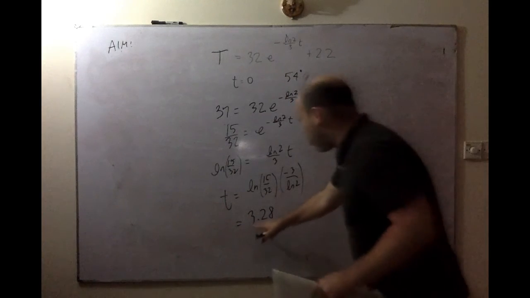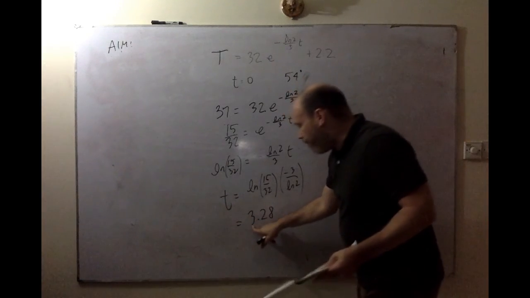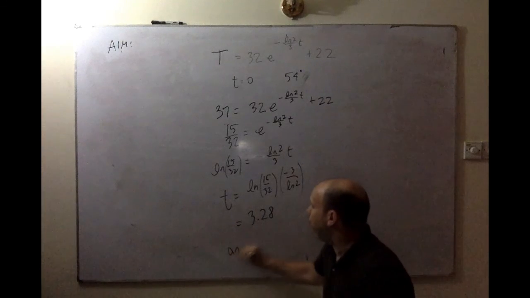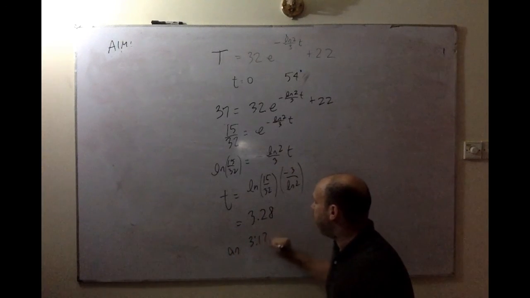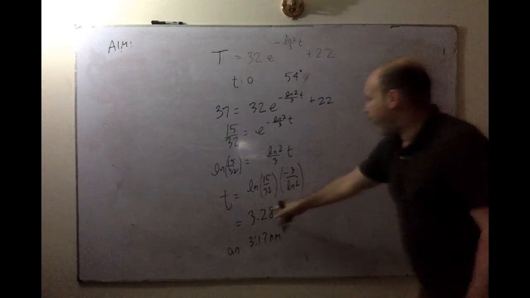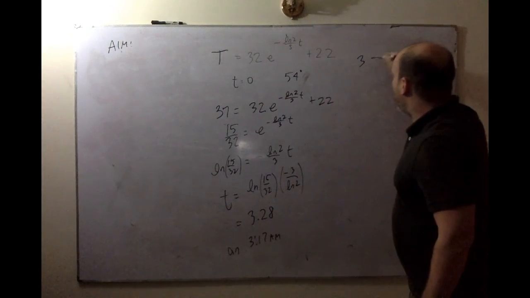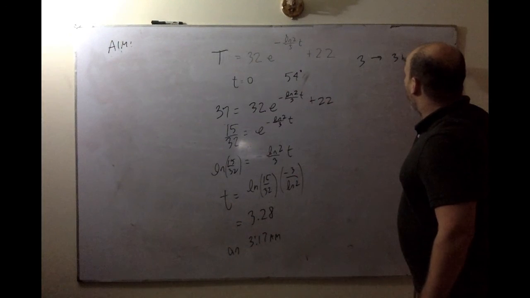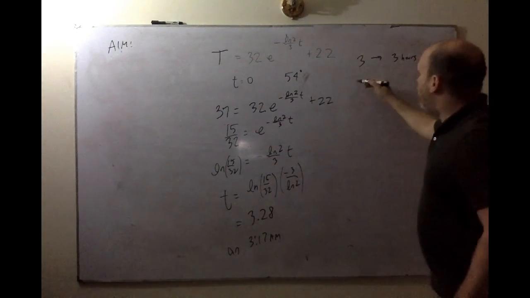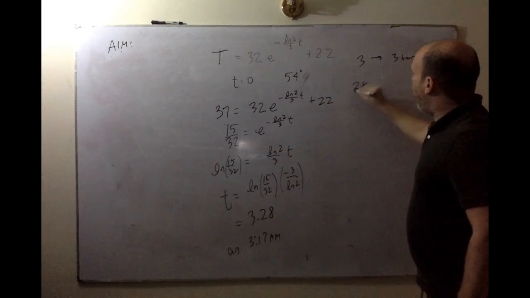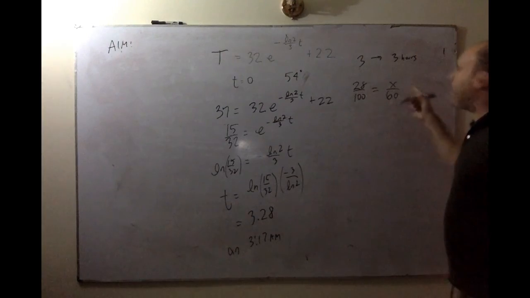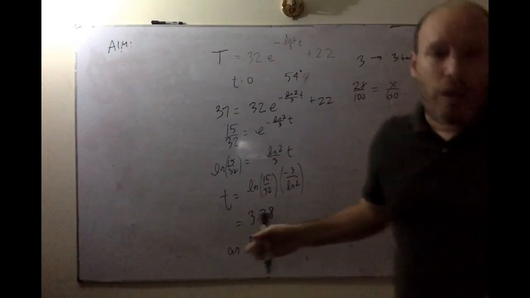Okay. So then they want to know exactly what time it is. So you know that this is like 3 a.m. So the answer is 3:17 a.m. How do we get that? Well, let's think about it for a second. The three is easy. That's the 3 hours. The question is, what's the 28? So you say, okay, 28 over 100 is equal to some time over 60. That's the idea of the minutes.